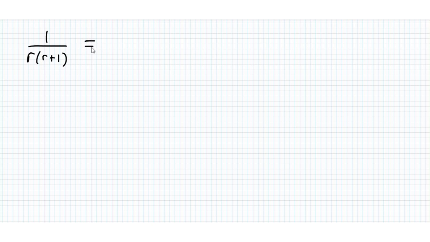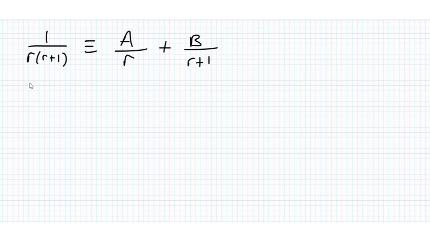So first we're going to do the partial fractions. So this is going to be written in the form a over r plus b over r plus 1. If you don't know how to do partial fractions, I'll leave a video in the cards and in the description. But for now, this will just be a quick run through.